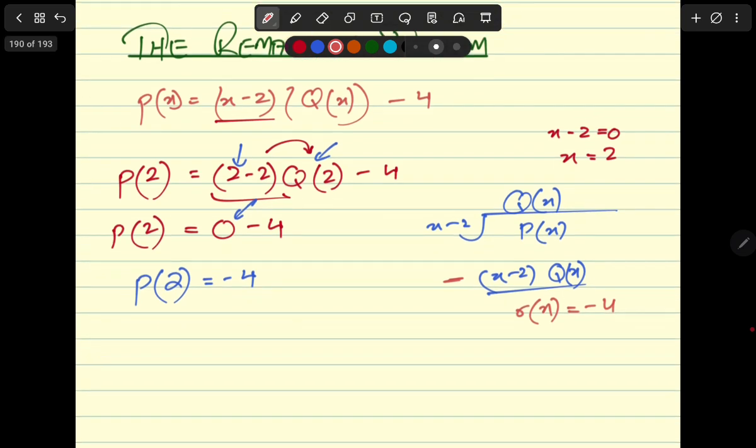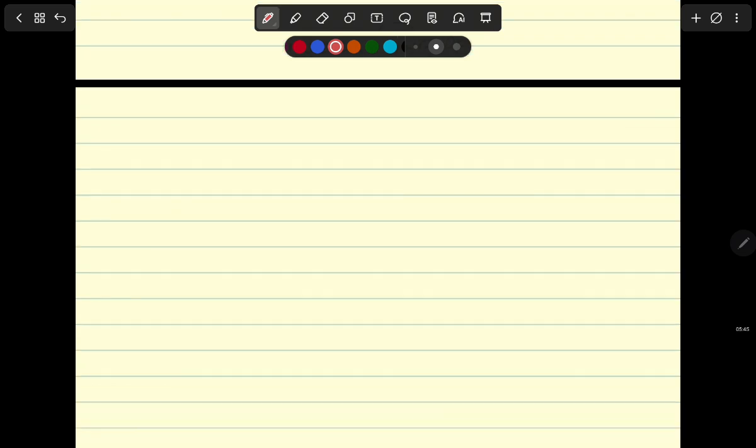So when you were dividing this polynomial by x minus 2, you obtained a remainder by putting in 2, and this is called the remainder theorem. Now let's state the remainder theorem properly.